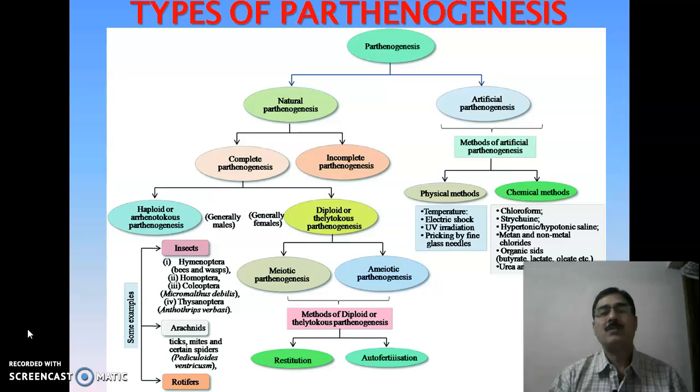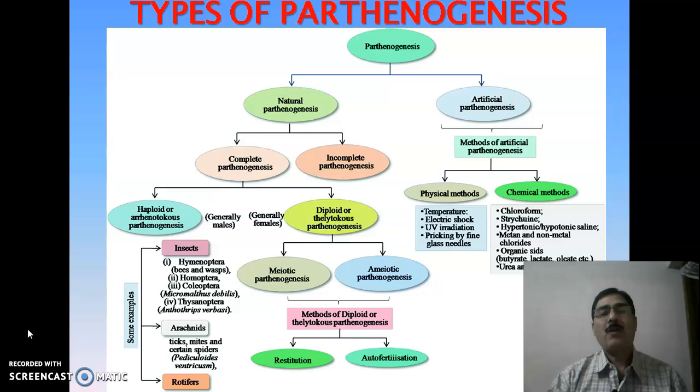and it is of two types: the meiotic parthenogenesis, which involves meiosis, and the second one is the ameiotic, in which the reductional division, that is the meiosis, is generally absent. There are two different methods of diploid or Thelytokous parthenogenesis. One, the restitution, and second one, the auto-fertilization, about which we will discuss later on.